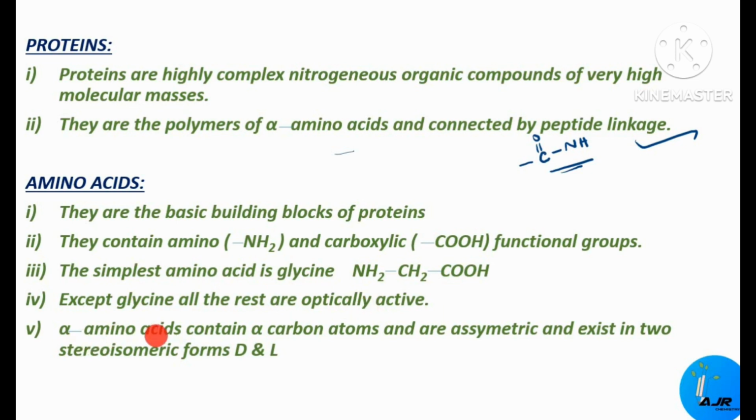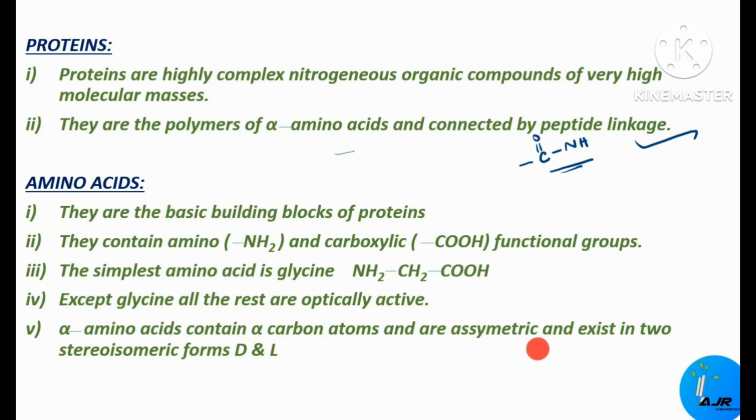Alpha amino acids contain alpha carbon atoms. What do you mean by alpha carbon atom? This is the first carbon atom to which the functional groups are attached. So alpha amino acids are those amino acids that have an alpha carbon atom. To this alpha carbon atom the functional groups are attached, and it is asymmetric in nature.